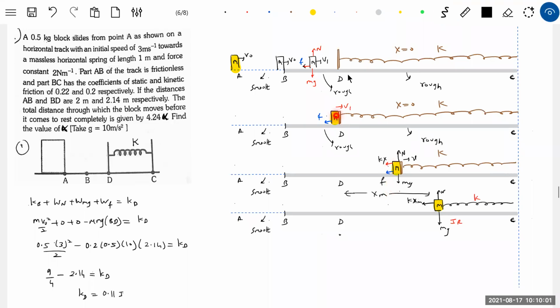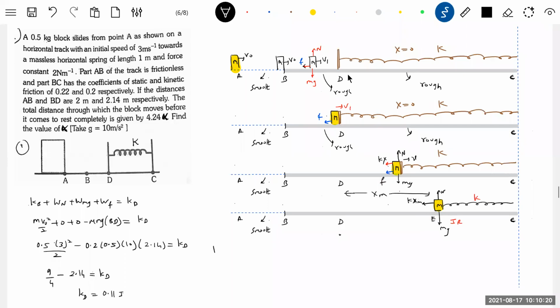Can we apply conservation of mechanical energy from D to this point, E, I'll call it? Can we apply conservation of mechanical energy between these two points? The answer is no. Any reason for that? Because friction is a non-conservative force, we cannot apply conservation of mechanical energy. Then what is the best thing? The work energy theorem, which is applicable in all cases.